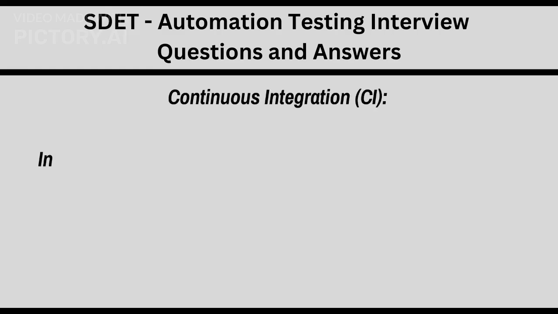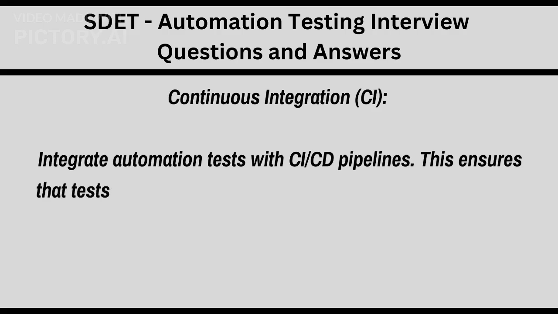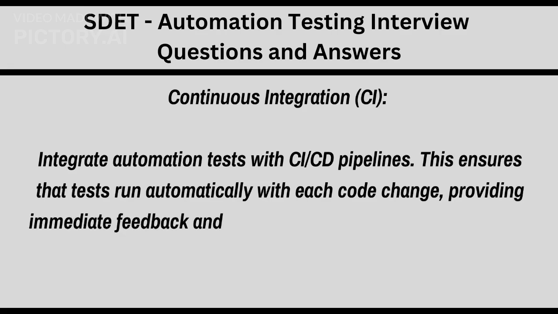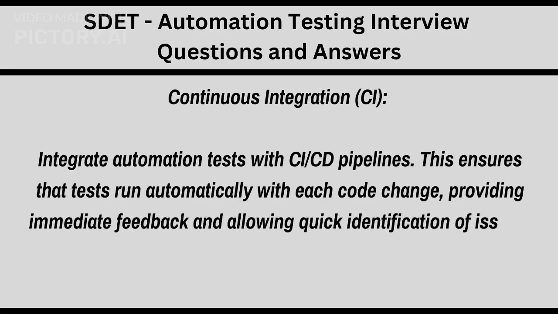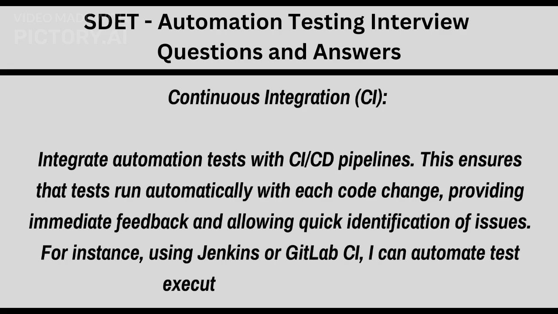Continuous integration. Integrate automation tests with CI/CD pipelines. This ensures that tests run automatically with each code change, providing immediate feedback and allowing quick identification of issues. For instance, using Jenkins or GitLab CI, I can automate test execution after every commit.